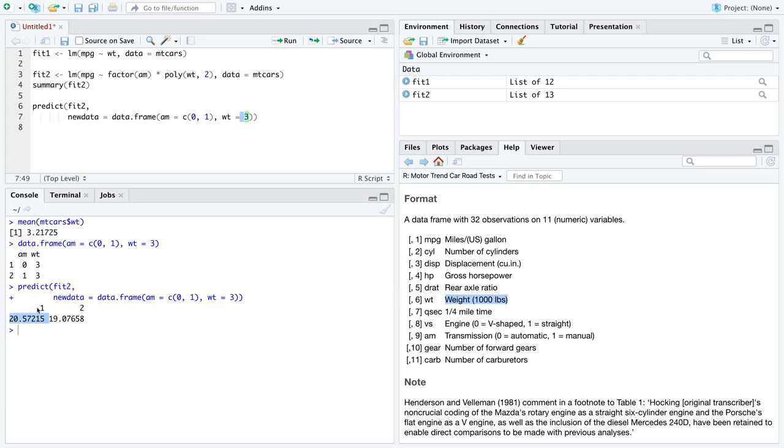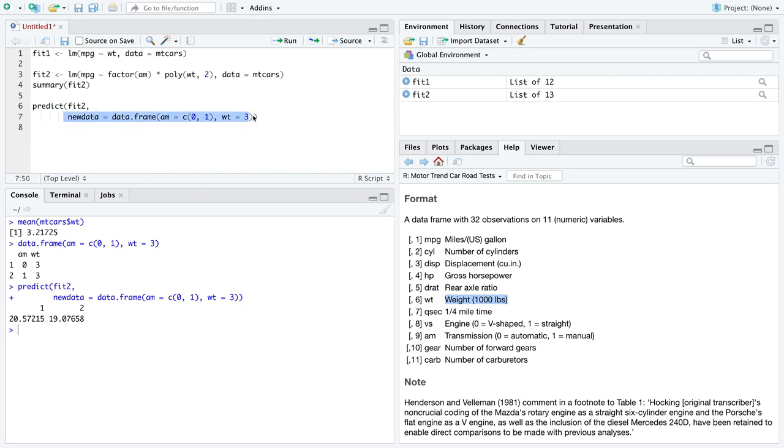The first column here matches up to the first row here. And the second element here matches up to the second row here. So we can see from our model, it appears that cars with automatic transmissions, given that they both weigh the same amount, get slightly better gas mileage than a manual transmission car that weighs 3,000 pounds. Okay, so predict is really quite powerful.